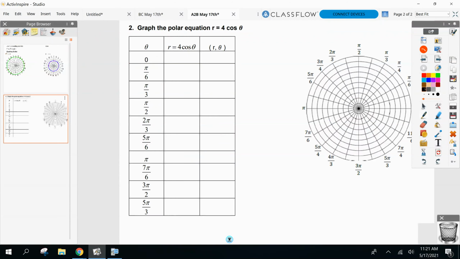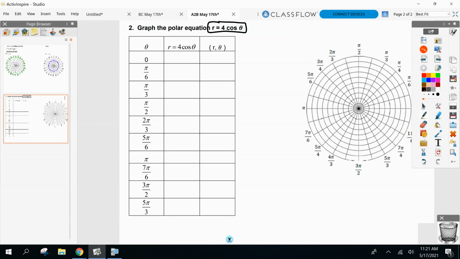So now I want you to graph r equals 4 cosine theta. So it's not just a big circle 4 units around, because now I'm throwing cosine in. I'm going to try to make this as easy as possible. I will give you a table to fill out so you know what points to plot. I'm going to call on everyone for an answer every time.